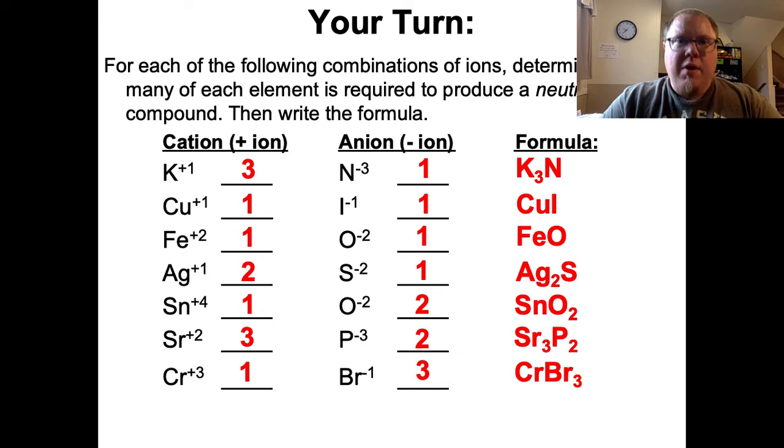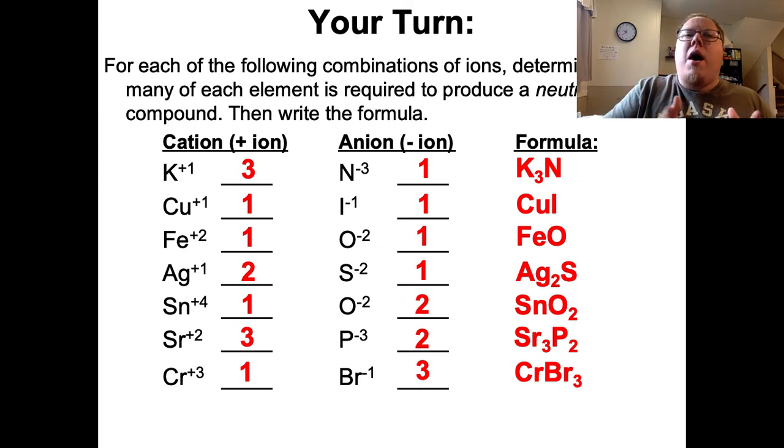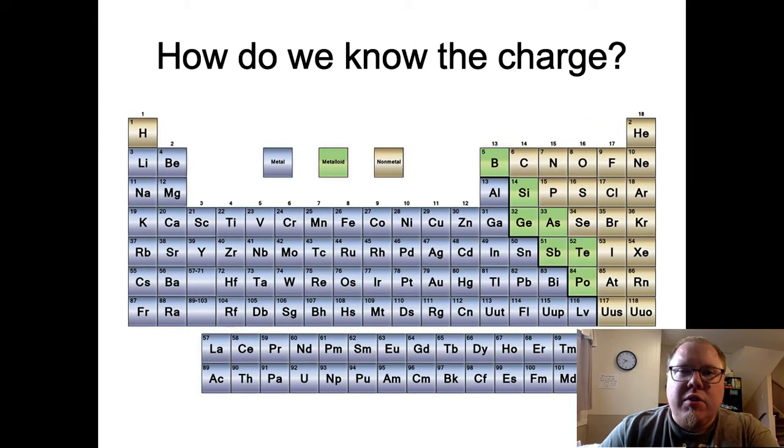All right? And that is figuring out the ratio of positive to negative and finding the formula of this compound made between these two ions. All right? An ionic compound. Now, how do we know what charge these ions have? Well, it all has to do with, first off, whether it's a metal or a nonmetal. And you're always going to have a metal and a nonmetal in an ionic compound because it's always a positive one and a negative one. All the metals are positive.